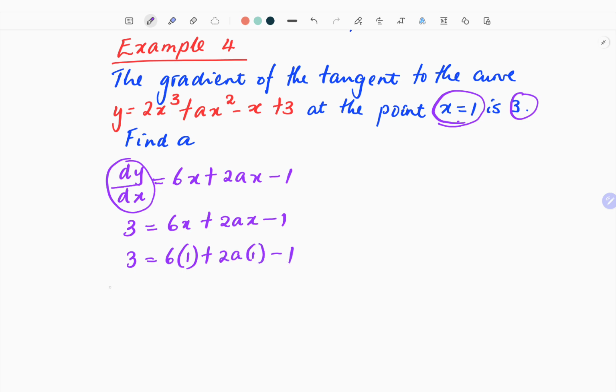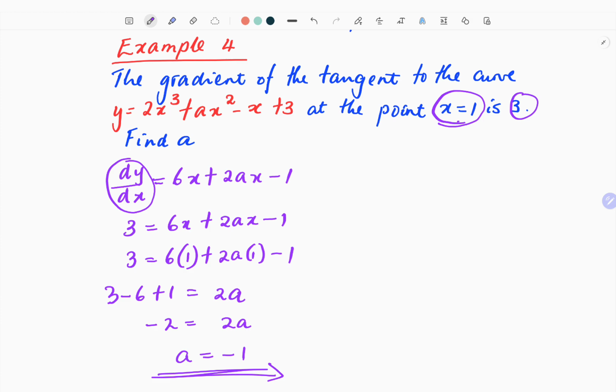Then we just simplify that. So that becomes 3 minus 6 plus 1 is equal to 2a. And that becomes negative 2 is equal to 2a. And therefore a is equal to negative 1. I hope that makes sense.